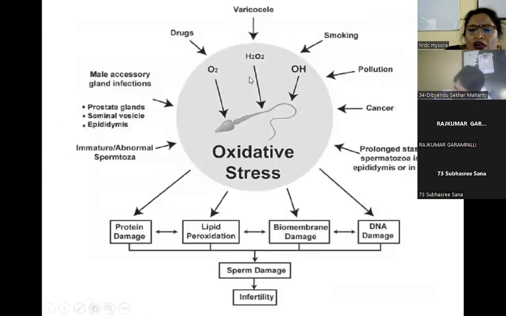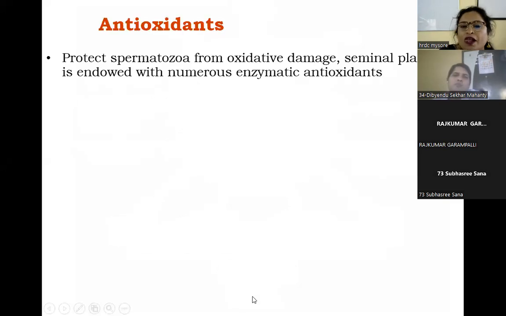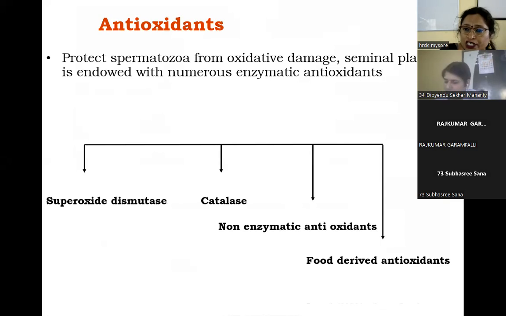This is oxidative stress, as I told you, and this could be from oxygen species, nitrogen species, hydrogen species, etc. And it might be from drugs or smoking, pollution, and the prolonged state of spermatozoa present in the epididymis. All these things, finally, cause protein damage. Lipid peroxidation increases. Biomembrane damage. I told you, plasma membrane permeability is lost. It is because of the damage to the plasma membrane, which could be oxidative stress. DNA damage. Ultimately, the spermatozoa will be damaged, and the end result is infertility. So we need to evaluate the antioxidant capacity, and to protect the spermatozoa from oxidative stress, seminal plasma is endowed with numerous enzymatic antioxidants.